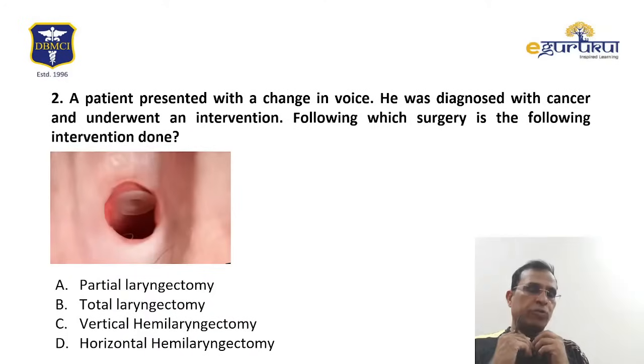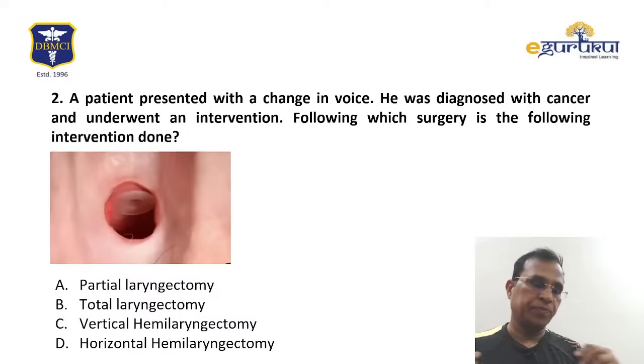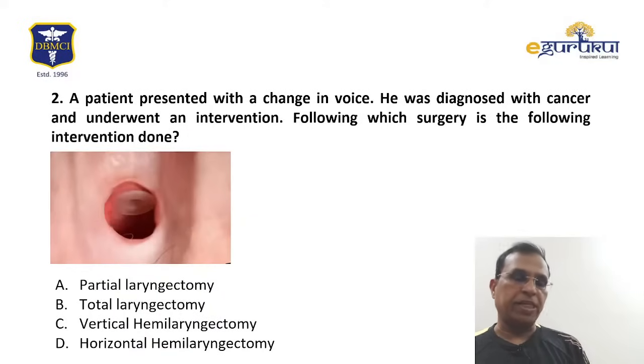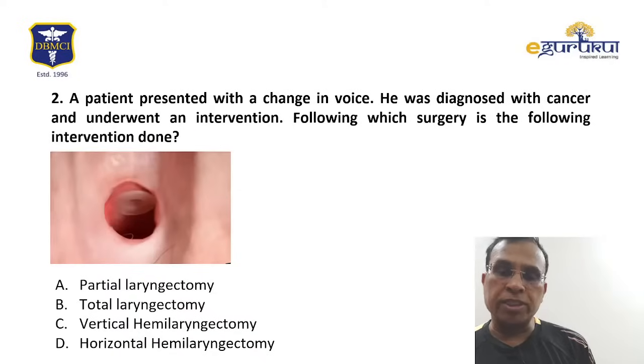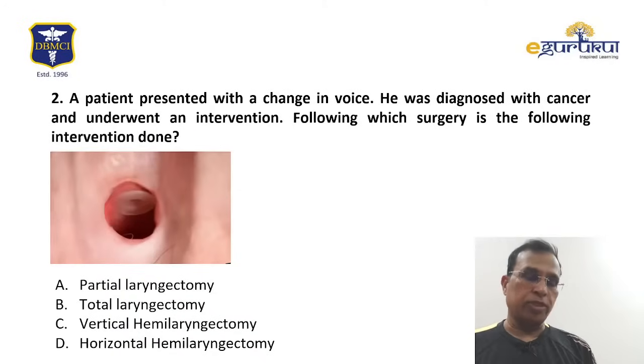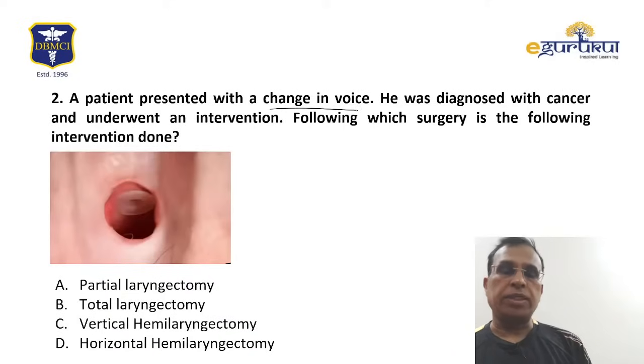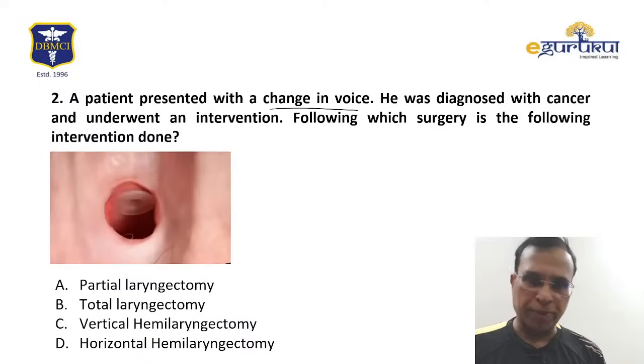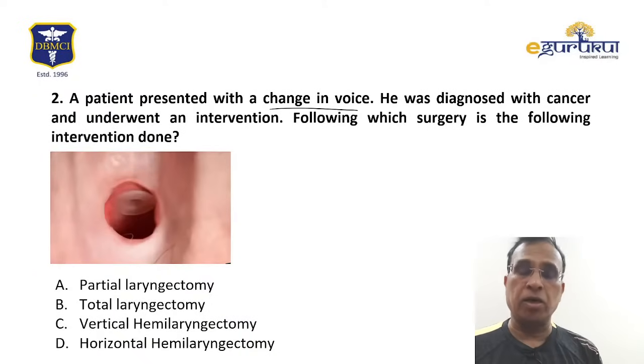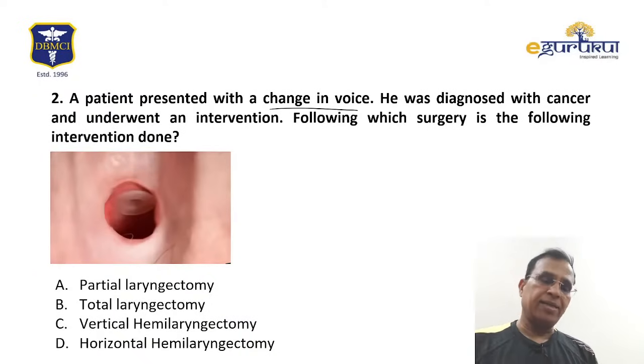So this is the second question. A patient presented with change of voice. He was diagnosed with cancer and underwent an intervention. Following which surgeries is the following intervention? So it says a patient has change of voice. This tells you it's most probably a larynx, specifically a glottic problem. And then he says there was a cancer. So straight away the diagnosis is given.